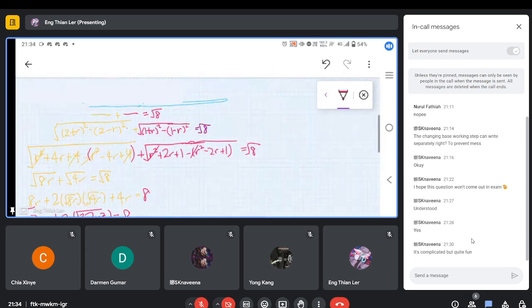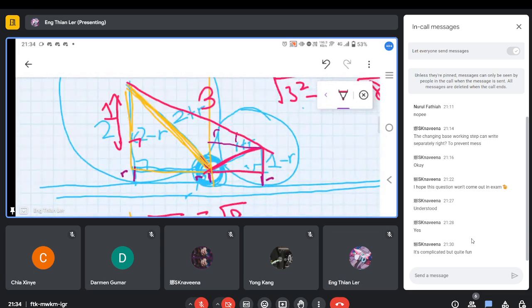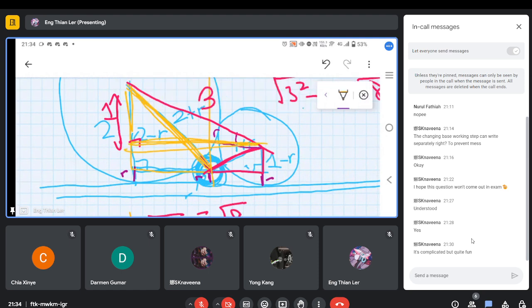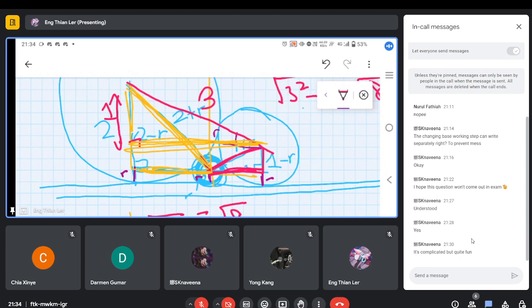So the idea of this question is we need to compare this side with this side, with the sum of the orange line and the red line. Understand? Are you all okay? Any questions about this? Is it clear?